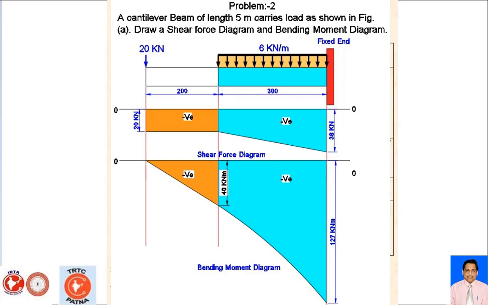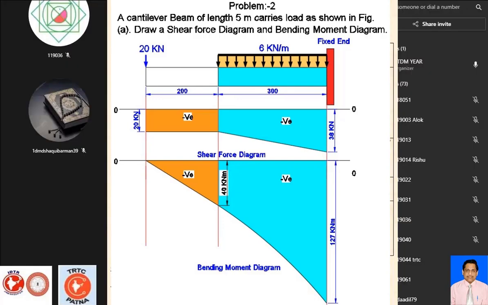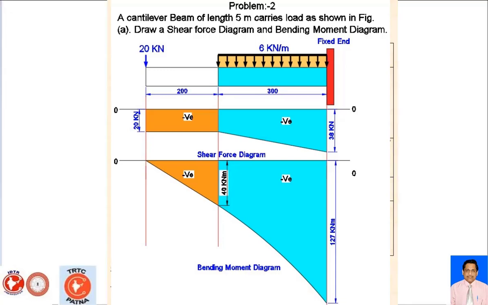So how to draw the shear force diagram and bending moment diagram, and basically you have to use here a uniformly distributed load that is not symmetrical. So suppose you have to solve the problem of a cantilever beam with a uniformly distributed load that is not symmetrical. First of all, what is your problem?